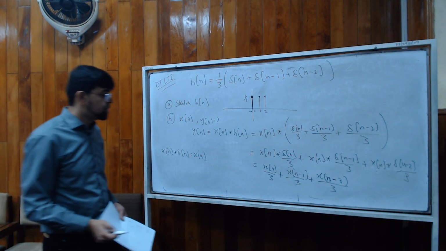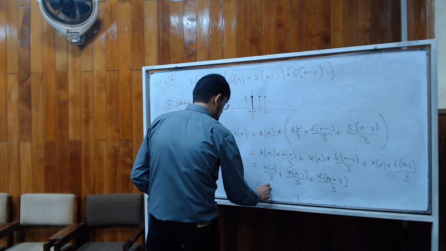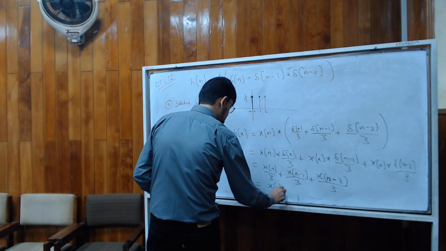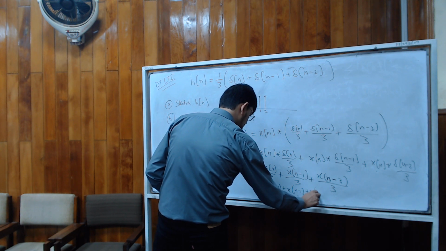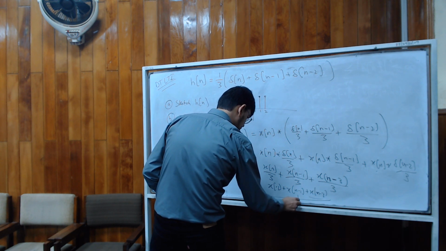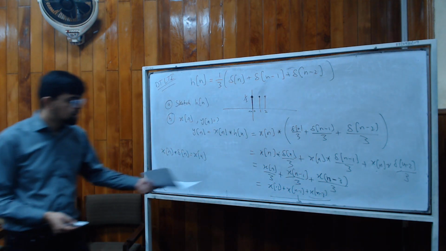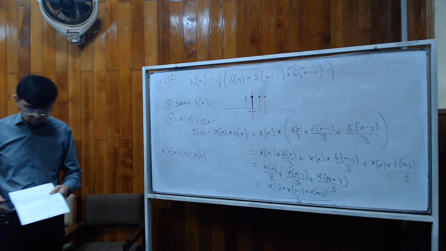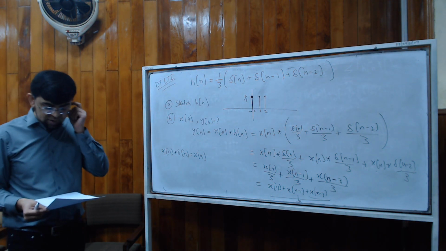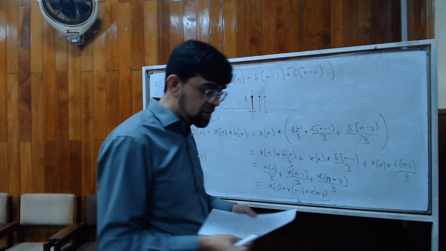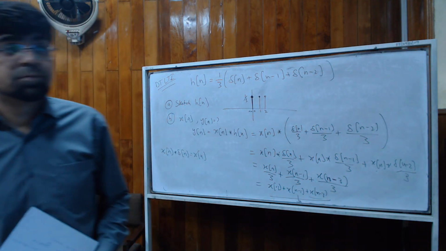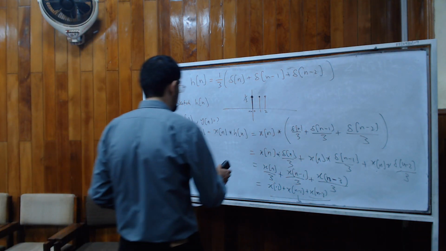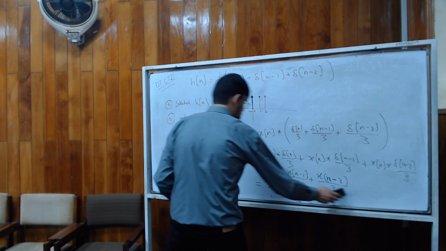Basically, this system is behaving as if it is taking three values of the input and averaging them, dividing them by 3. This is the general output of the system. Now let's say we are asked, is this system memoryless? So let's see that also.